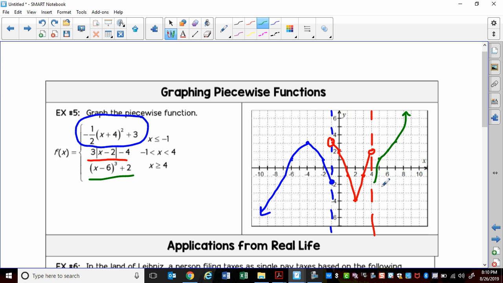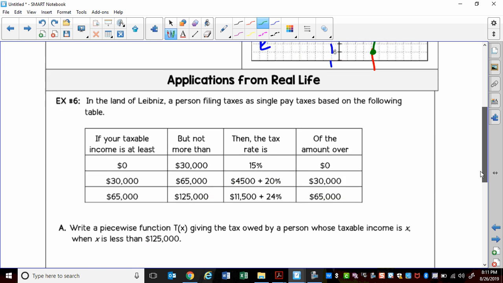I know that if I do substitute in 4, I can try this one and actually see what happens. It looks like 4 minus 6 is negative 2 cubed, which is negative 8 plus 2 is negative 6. So something like this. And this one we can include, so this. And then this one goes up infinitely. And that's what this piecewise function looks like.